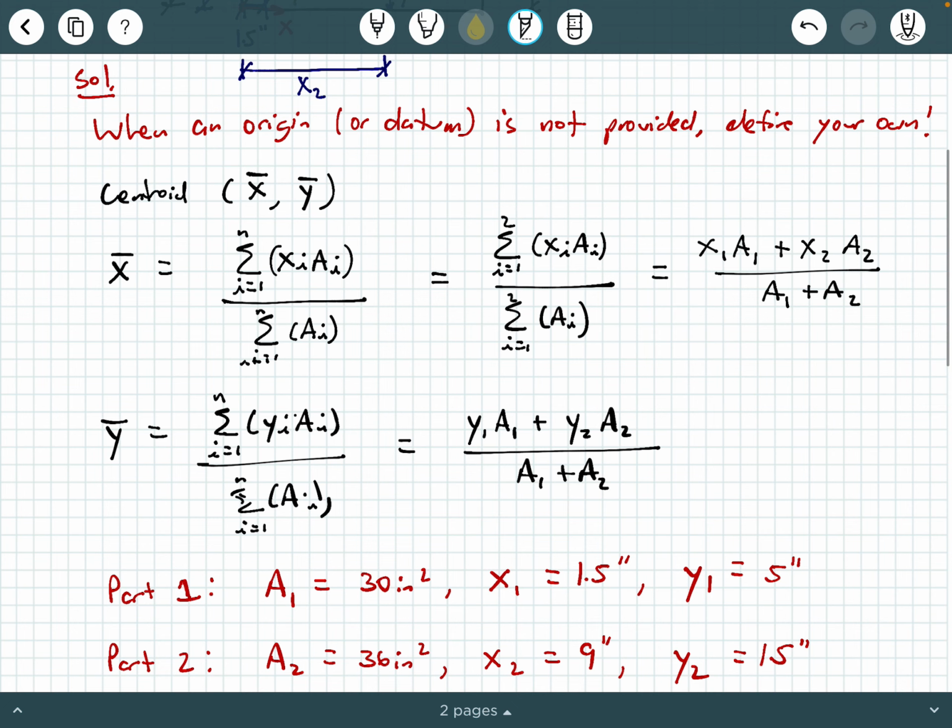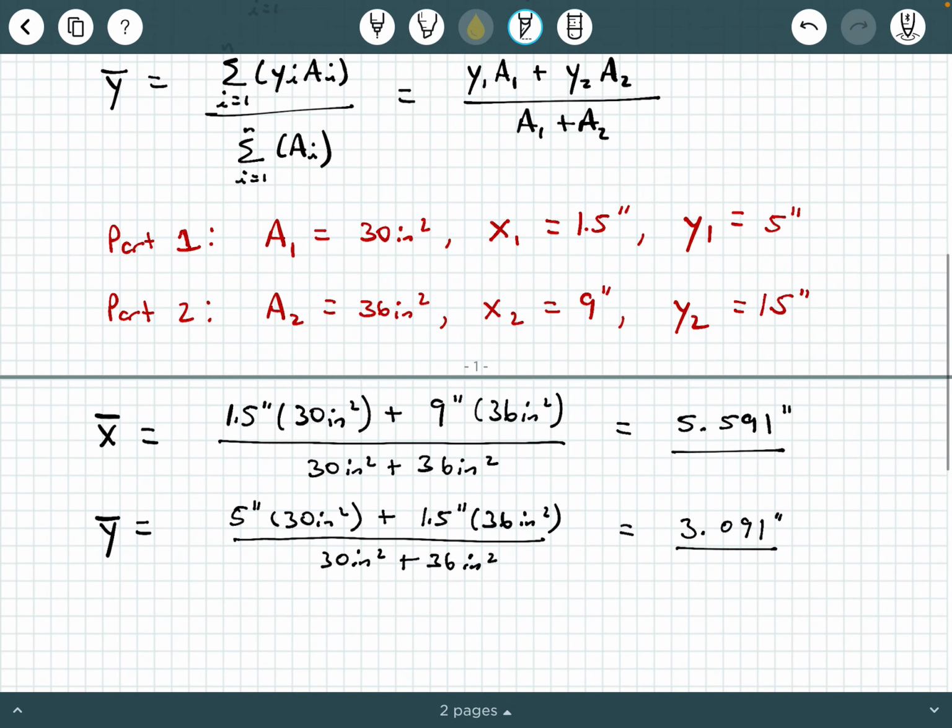N is the number of parts in the composite shape that you're dealing with, and you just want to separate your composite shape into simpler shapes. In this case, we simplified it into two rectangles, and we referenced each part's centroid to a common origin, which we took as the bottom left corner, and then we just went to town with our computations.